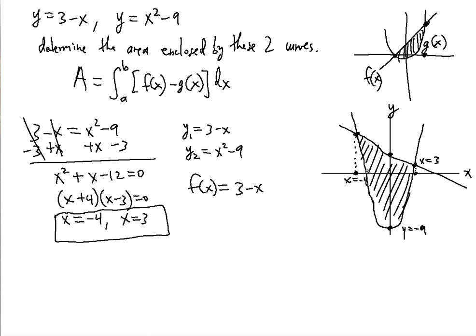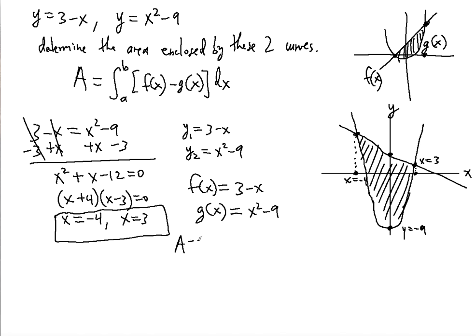Because it's the function above the second one, right? The straight line is above, you can think of it as above the vertex of the parabola, right? So the g of x in this case is going to be the parabola, x squared minus 9. Bingo! So now you're ready to integrate, right?